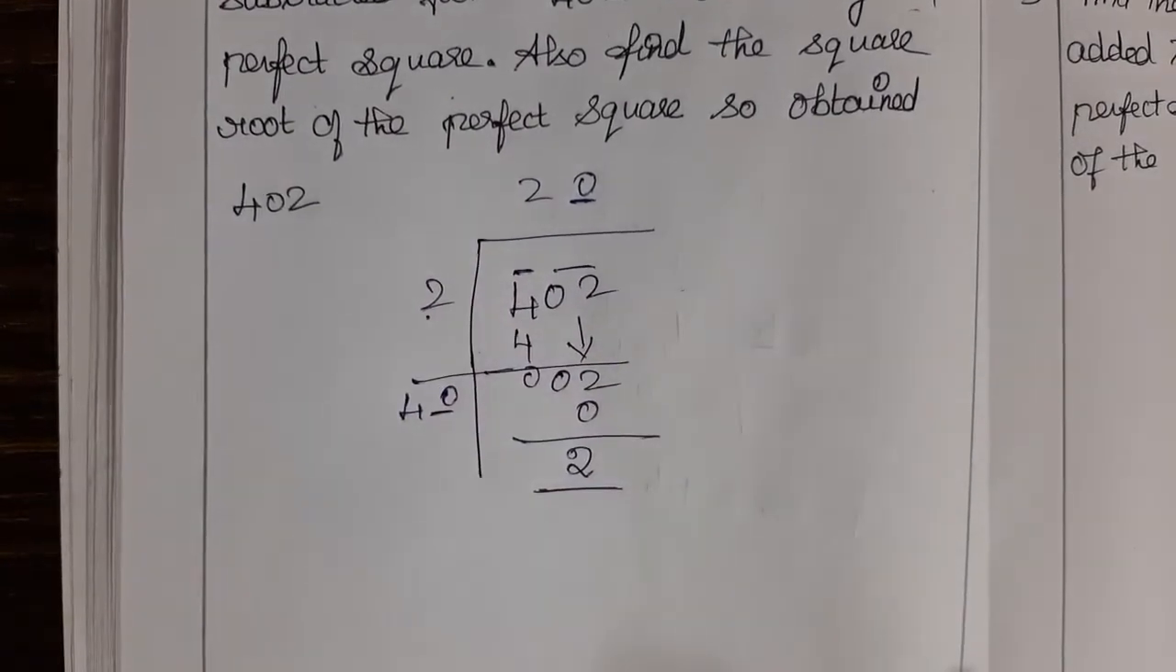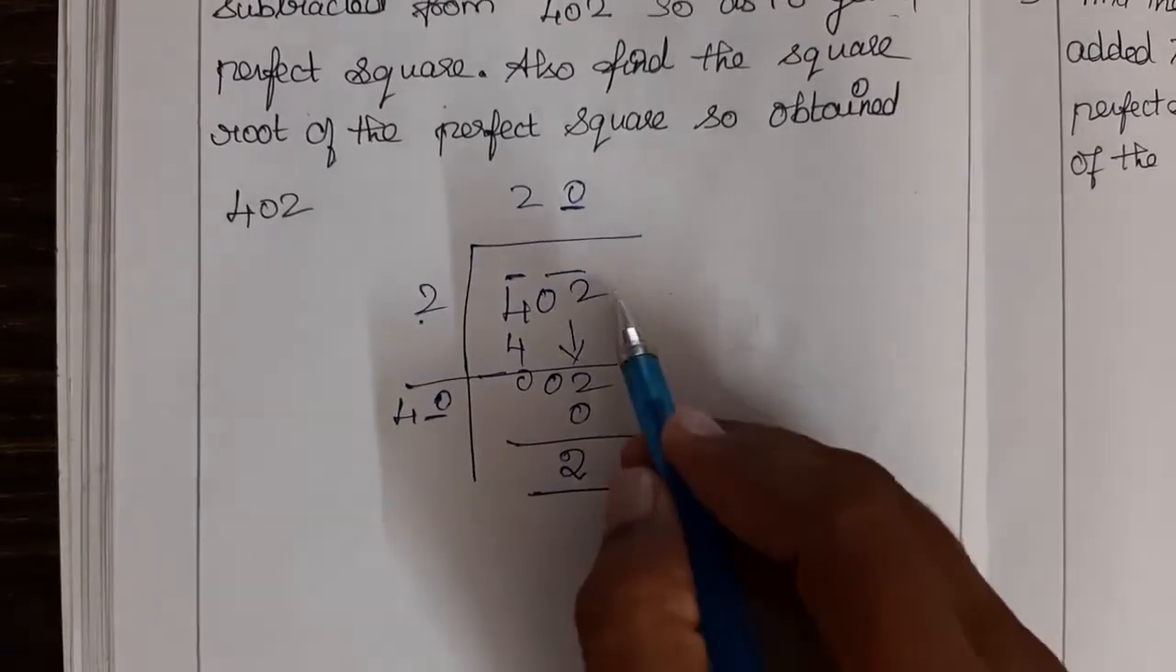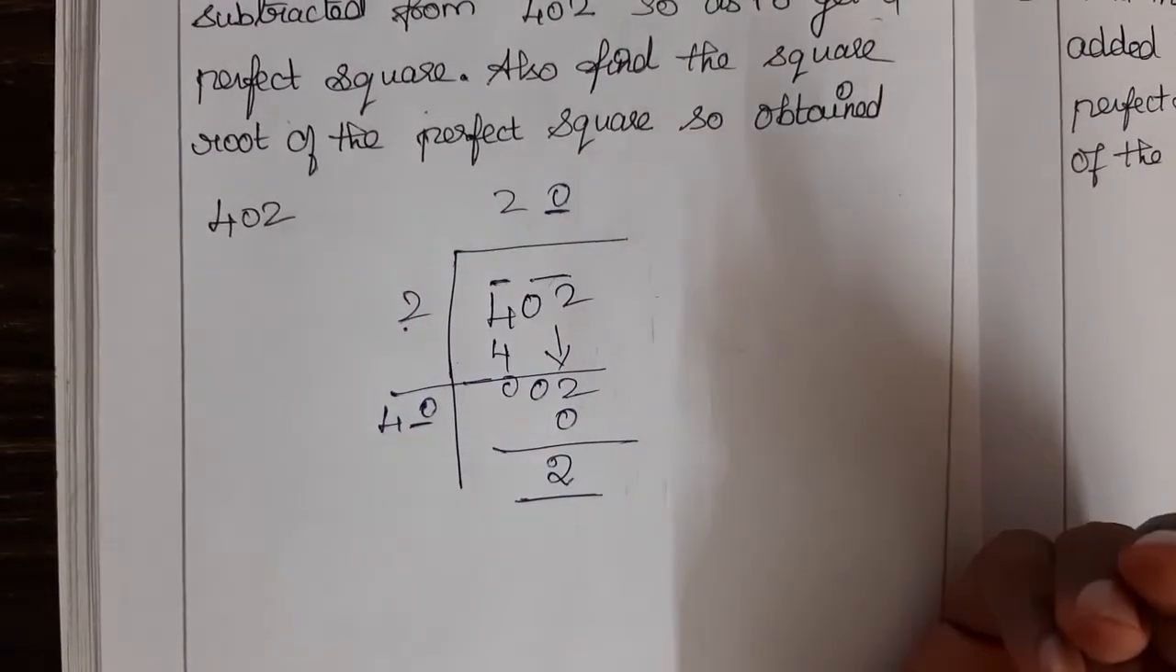So the remainder is 2. Only this 2 is the problem. If we subtract this 2, we will get a perfect square.